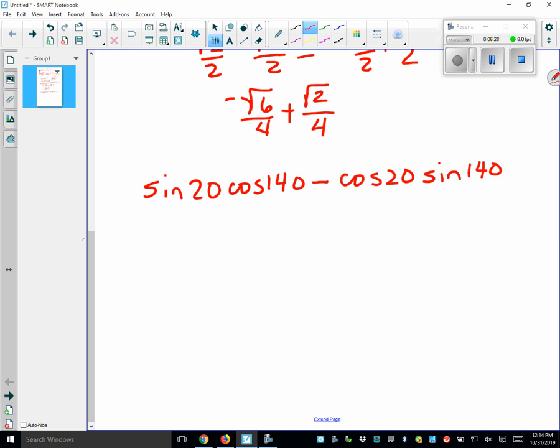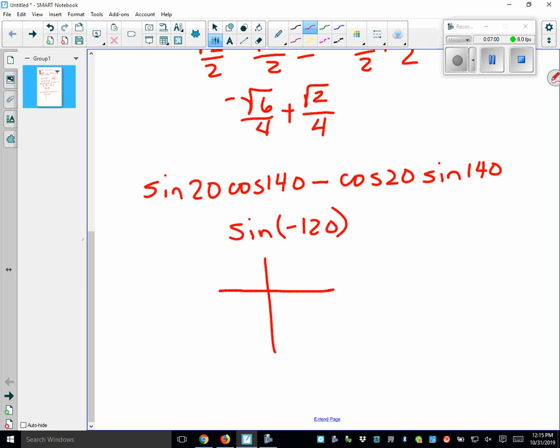Is that an identity? It is. What is it? Sine of x minus y? So is it the sine of negative 120? It is. Yes. What quadrant is that in? 2. Like negative 120. 3?